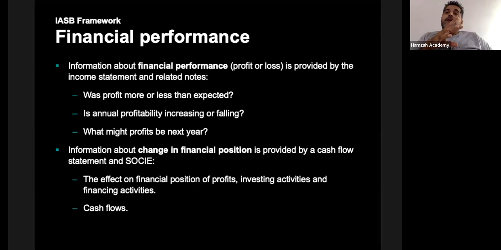Profit was more or less than expected, or is annual profitability increasing or falling, what might be the profit next year. So this is the information that we have over there in the statement of comprehensive income.